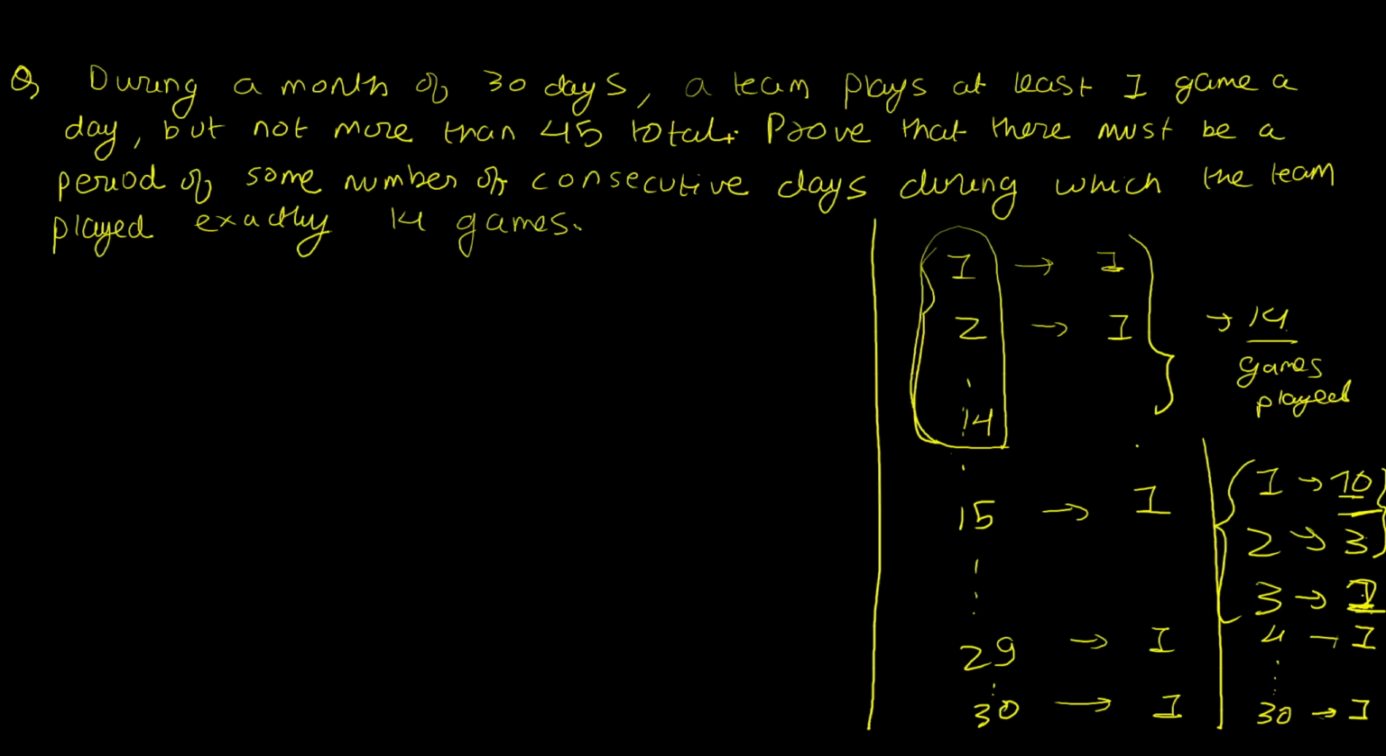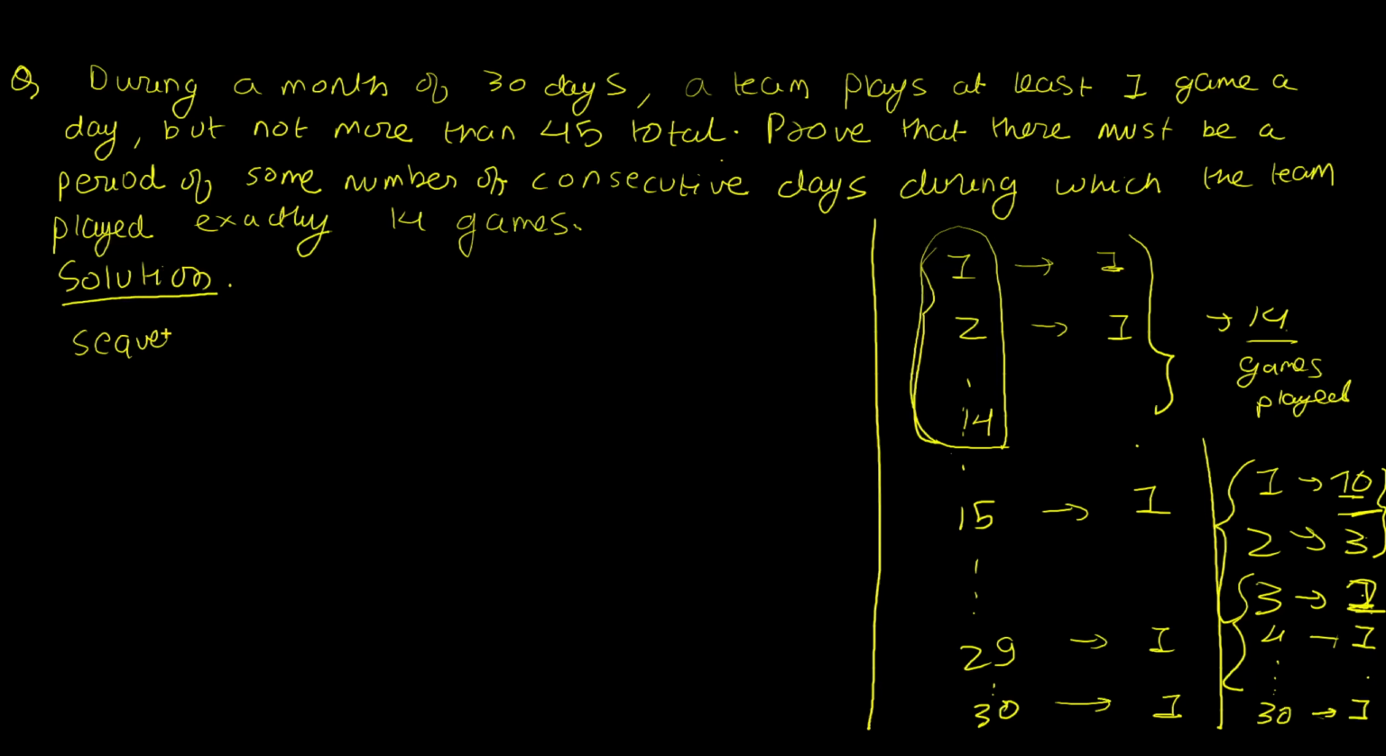And what we need to prove is that eventually there will be at least a group that adds up to 14. Okay, so there will be a list of consecutive days in which the total number of games will be exactly 14. And how can we say that that can be guaranteed given this situation? So let me show you the solution and we'll follow along.